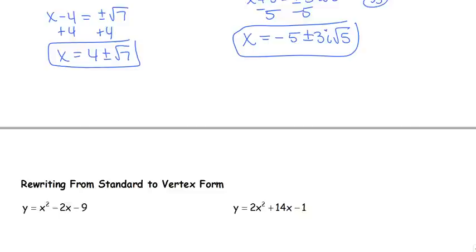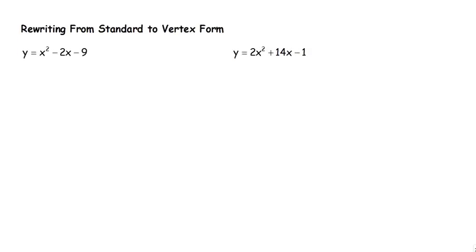We can use completing the square for other things besides just solving. Earlier in the chapter, we've talked about how to write an equation in standard form, in vertex form, and in intercept form. We can use completing the square as another method to go from standard form to vertex form. Before, I gave you a vertex and a point, and you had to find the a value. Now we're going to go from standard form to vertex form, so it's going to be easier to graph. And we're going to use the completing the square idea for this.